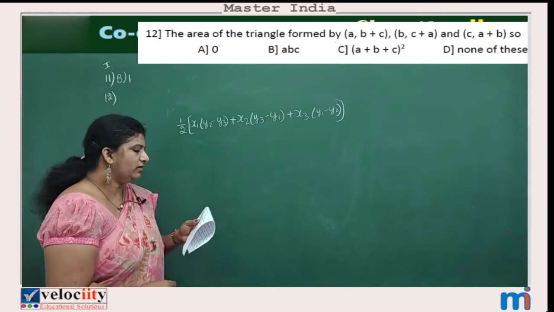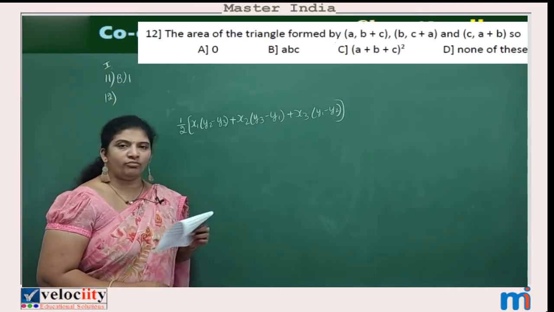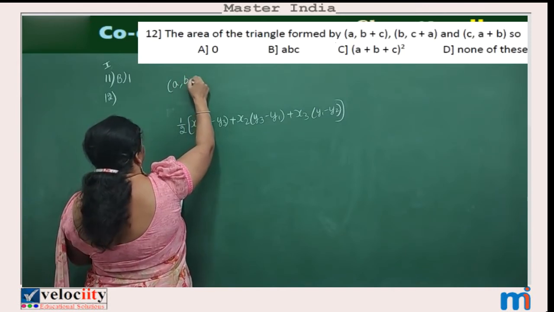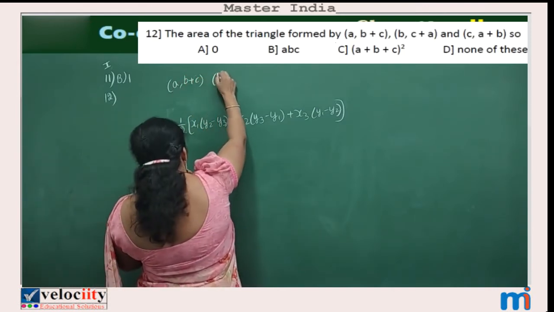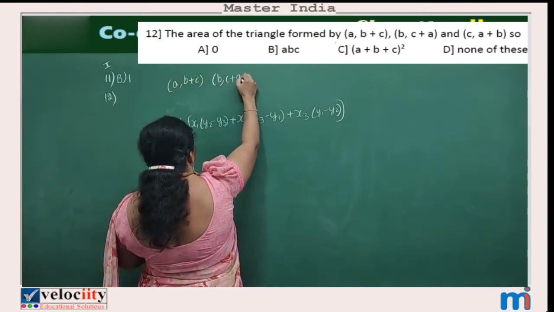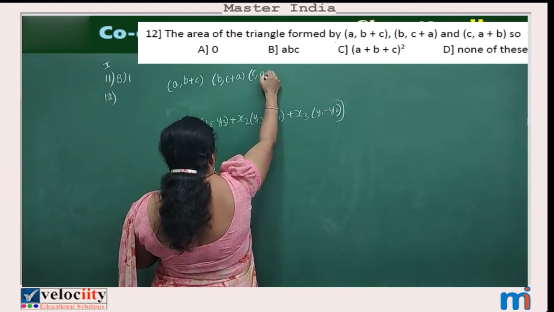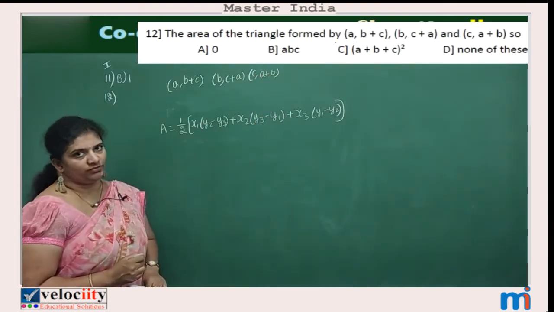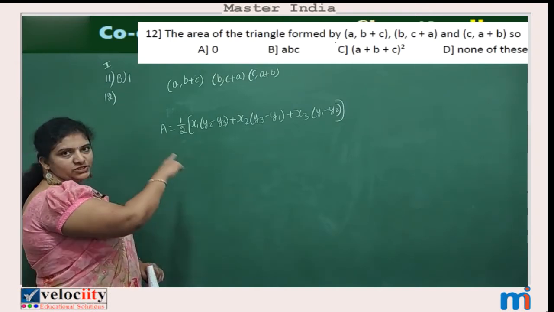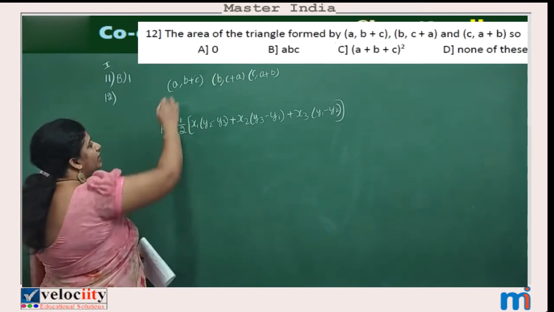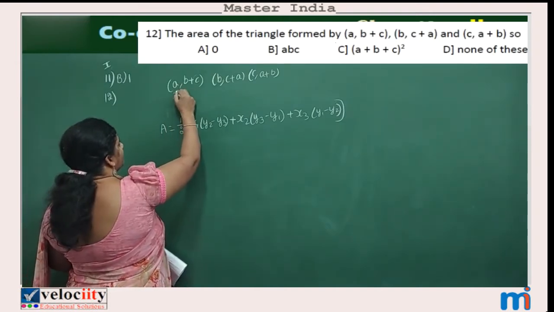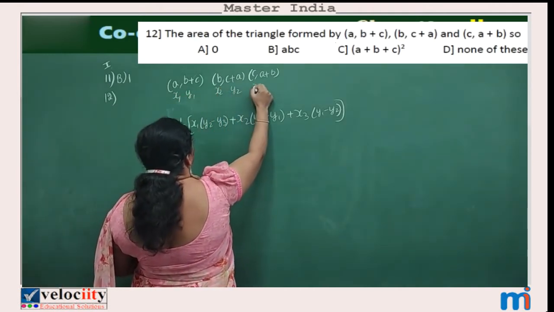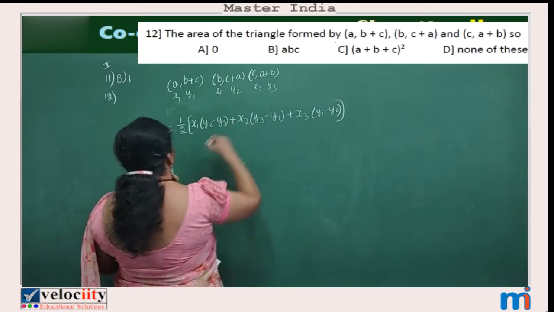Let's see the 12th one. The area of the triangle formed by, again 3 coordinates we have: (A, B plus C), (B, C plus A), and (C, A plus B). The area of the triangle so formed is. So we need to substitute in area of triangle formula. And these coordinates we are going to mark as x1, y1, x2, y2, x3, y3.